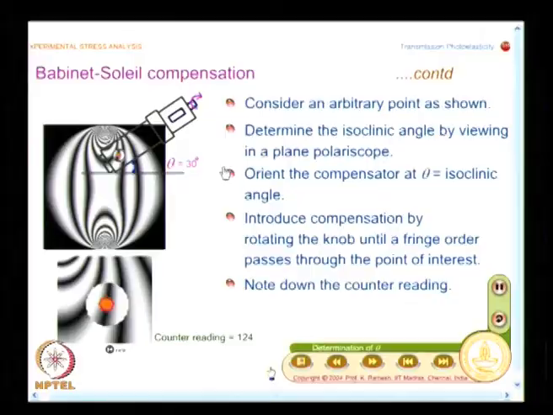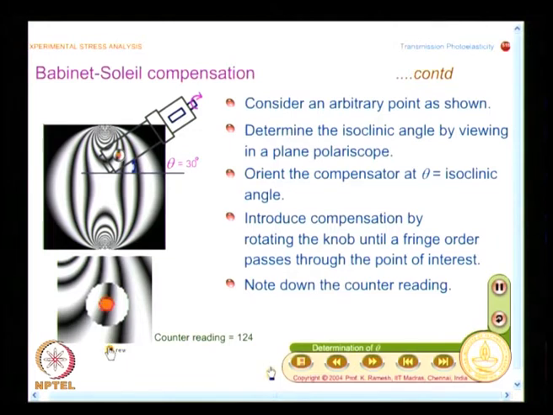And what you saw was we had Babinet-Soleil compensation. In this you had an external compensator, a gadget, and this was aligned by finding out the isoclinic angle. In this case it was 30 degrees, and then this was kept. And what you did was then you rotated the knob until a fringe order passes through the point of interest. I caution that this is the field of view within the compensator. Within this, whatever modification you have done is valid only for the point of interest from the point of view of data interpretation.